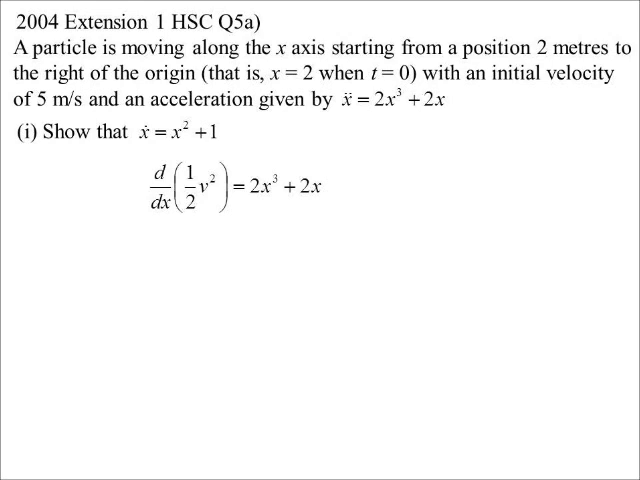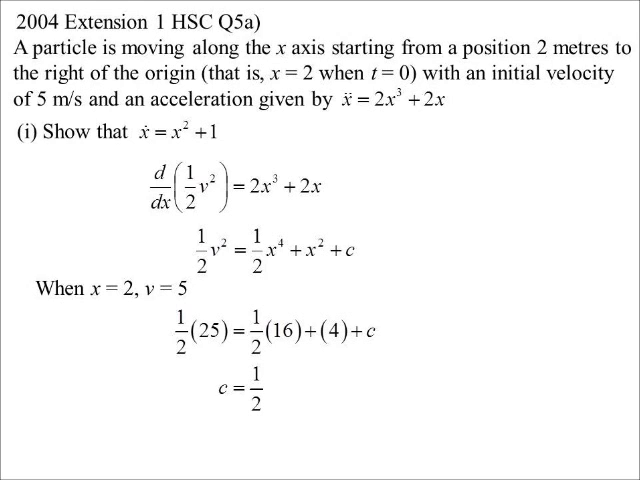Okay, well, again, acceleration in terms of displacement. So I'm going to use d/dx of half v squared. So half v squared, integrating. Got to find my constant. Initial conditions that link velocity and displacement: when x is 2, velocity is 5. Sub that in, my constant is a half. So I've also multiplied everything by 2, you'll notice, because the constant was a half. So I've ended up with v squared is x to the power of 4 plus 2x squared plus 1. v squared is x squared plus 1 all squared. So v is x squared plus 1.